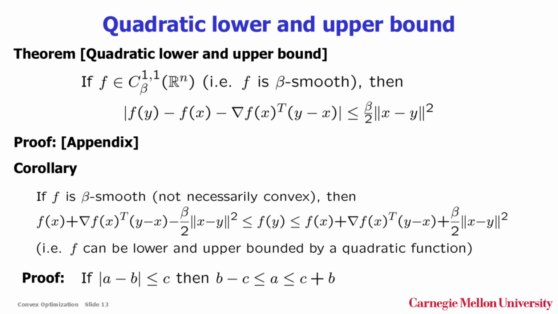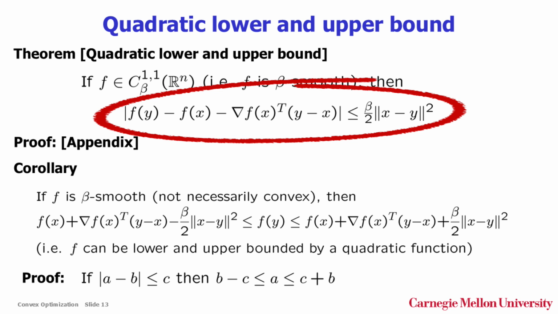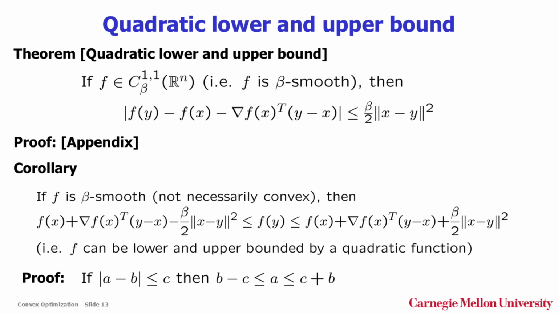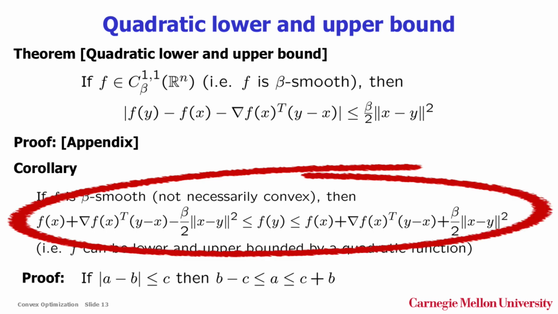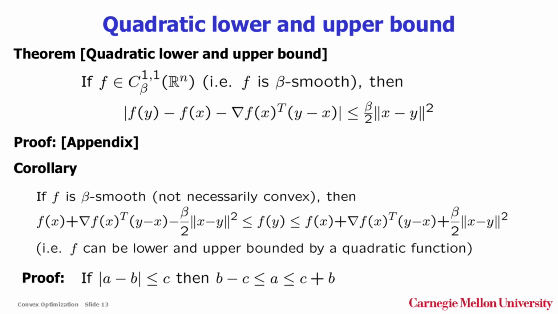The theorem says that if function f is beta smooth, not necessarily convex, then the error of the first order Taylor series approximation can be upper bounded by this beta half times x minus y squared norm term. An important corollary of this theorem is that if this function f is beta smooth, not necessarily convex, then it can be both lower and upper bounded by a quadratic function at any point y. This implies that if a function cannot be both lower and upper bounded with quadratic functions, then this function cannot be beta smooth. The proof of this theorem is also in the appendix.